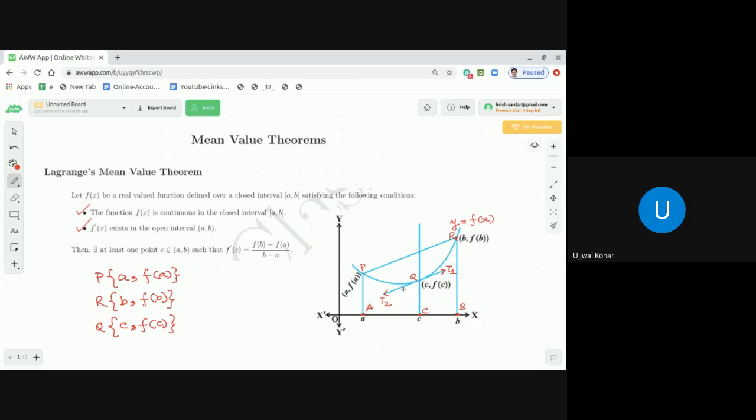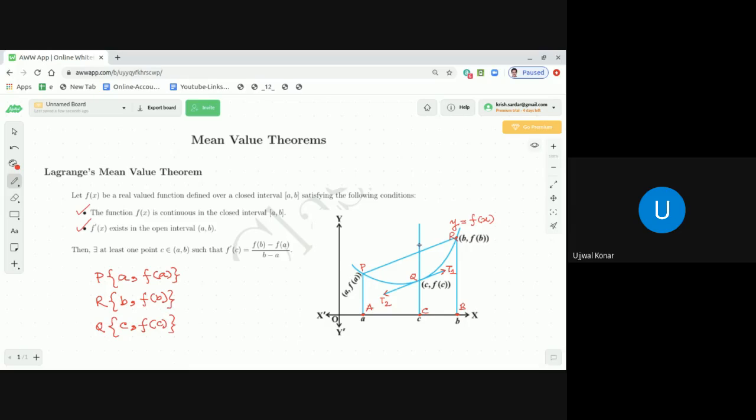And that is also very interesting to know. The tangent to the curve y equal to f(x) at the point C is actually parallel to the line PR. Now, as the tangent T1, T2 is parallel to the line PR, the slope of the tangent T1, T2 should be equal to the slope of the line segment PR, correct or not? So what is the slope of the line segment PR? It is the difference of the y coordinates divided by the difference of the x coordinates, correct?